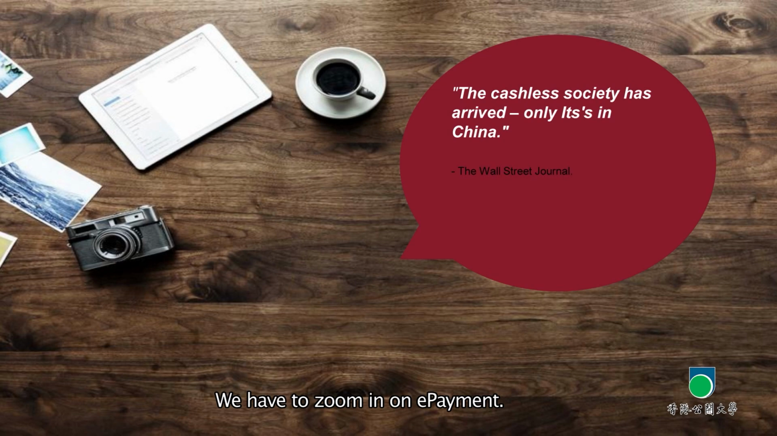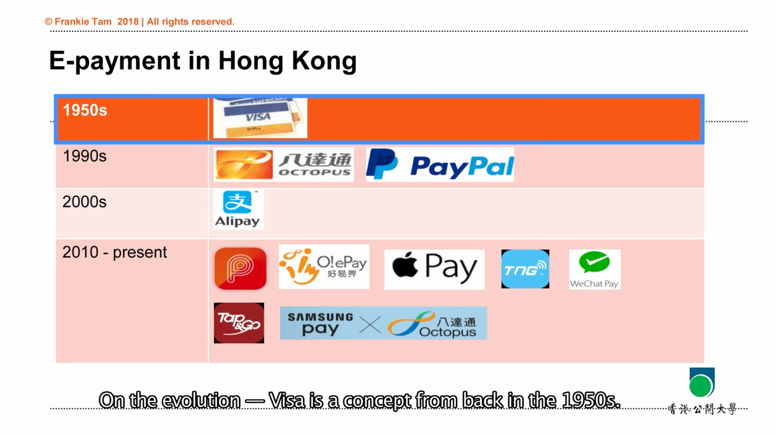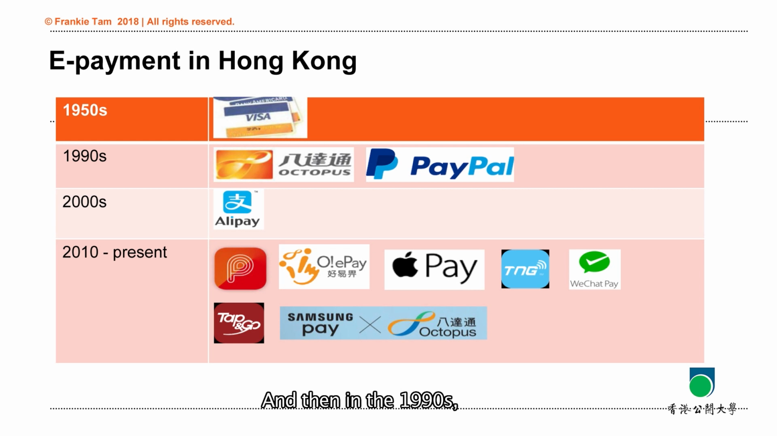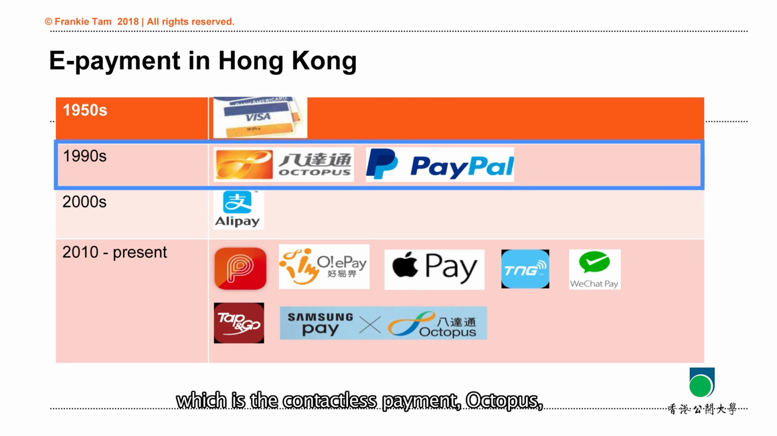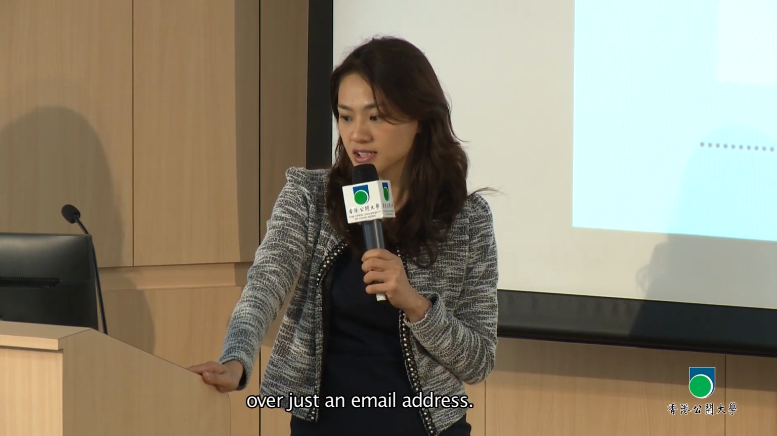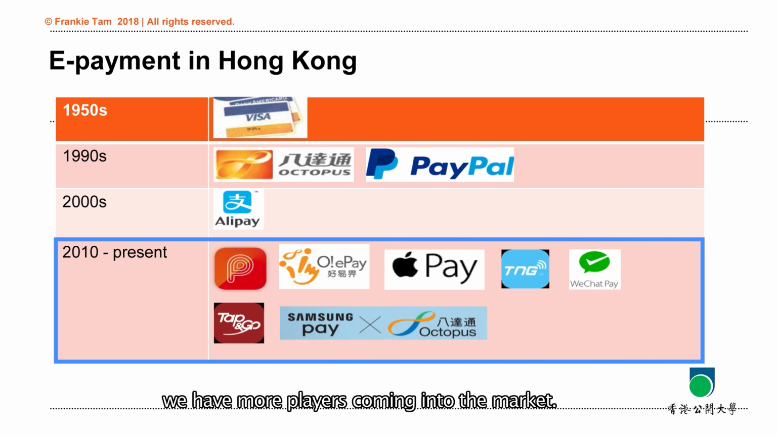To zoom in on e-payment, I will be very brief on that. On the evolution, Visa is a concept back in the 1950s that was confined to a very prestigious, limited, privileged, well-off group of people. And for some time before the internet came into place, Visa was the thing for e-payment. Then in the 1990s, we had Octopus in Hong Kong, which is contactless payment, and PayPal in the States, which allows you to send payment over just an email address. And in the year 2000, with Alibaba, e-commerce became so successful that they had to think of ways to handle so many transactions each second over the world. And then Alipay came into place, and more recently, we have more players in the market.